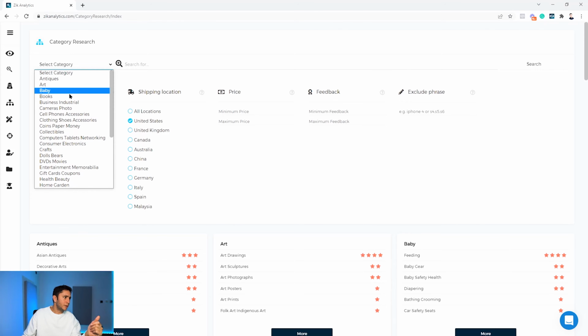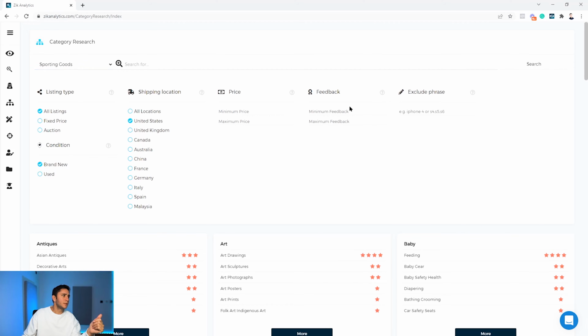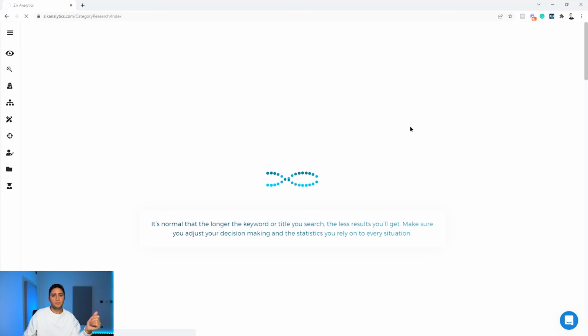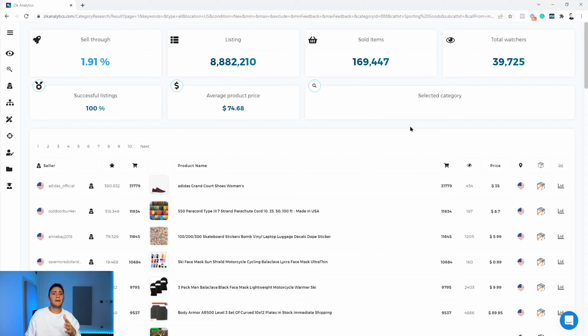So you can go here and pick random keywords. I'm going to, sorry, not keywords, random category. I will go here for, let's see, pet supplies, sporting goods, specialty and services. I'll go for sporting goods, for instance, and I'll hit the search button. Right now what Zik does, Zik pulls all the best-selling products from this category and shows us from the top selling to the list based on the lifetime data.